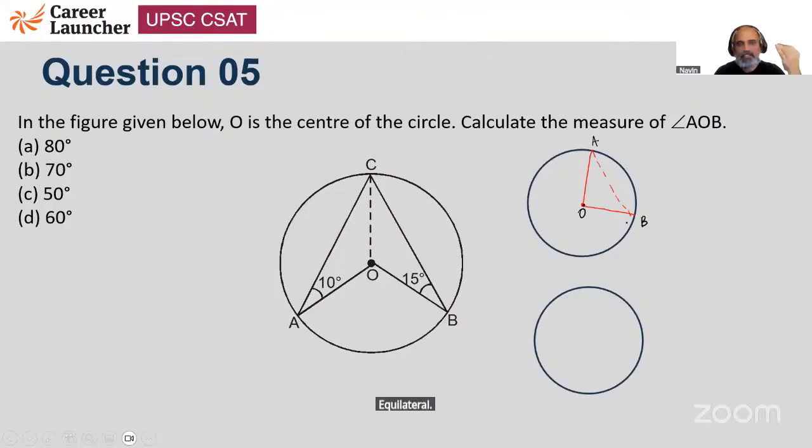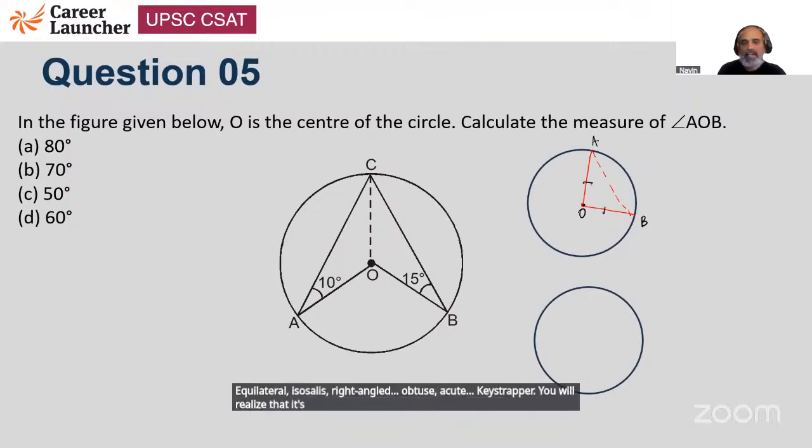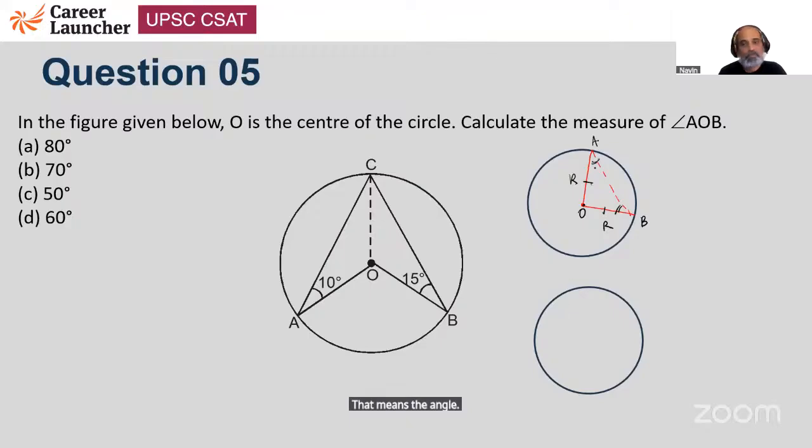Equilateral, isosceles, right-angled, obtuse, acute? You will realize that it's going to be an isosceles triangle because two sides, which are OA and OB, are going to be the same because they are radii. That means the angles should also be the same there. If I use this logic, the angle here is going to be 15 degrees because these two are the same. And because these two are the same, this is going to be 10 degrees. So the overall angle at C that we see is 25.